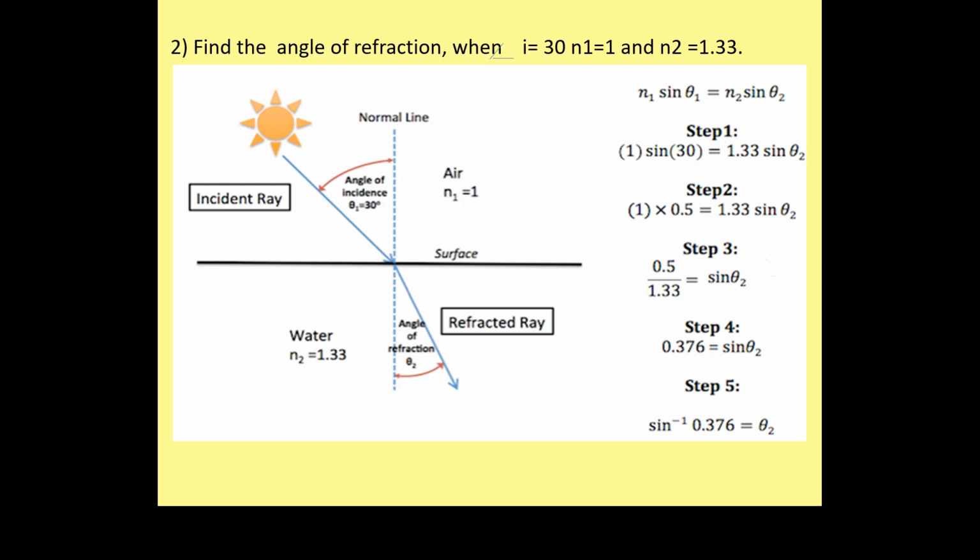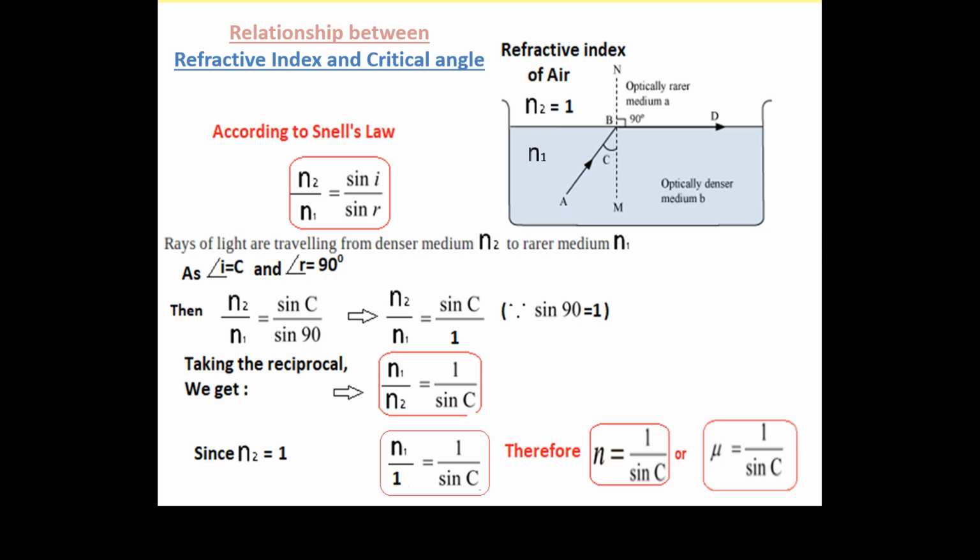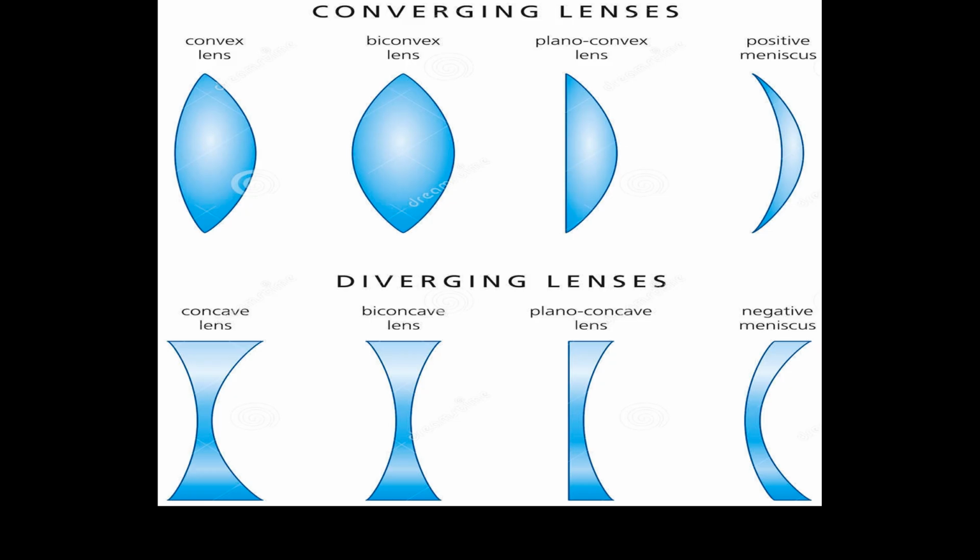Here is one more numerical example, wherein we are trying to find the angle of refraction based on the formula n1 sin theta 1 is equal to n2 sin theta 2. From here, what we finally derive is the theta 2 value, because that's what is being asked, the angle of refraction based on this equation. Same derivation in a different way.